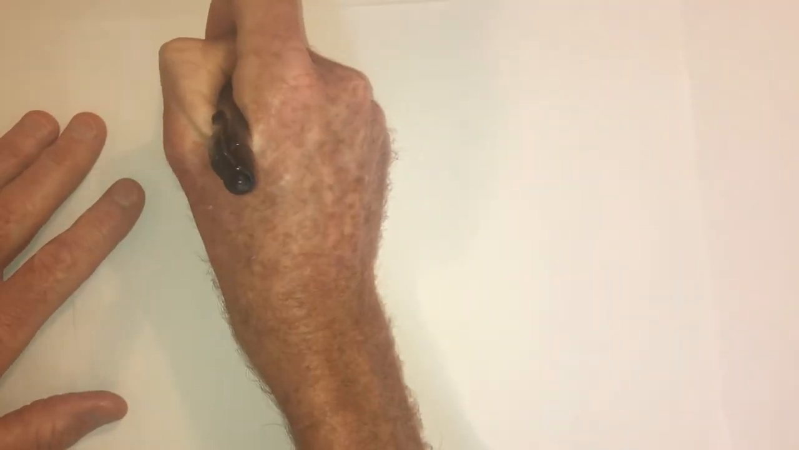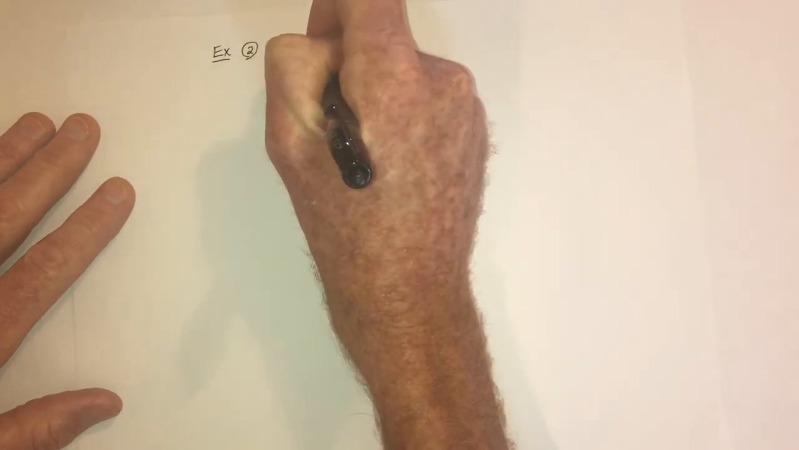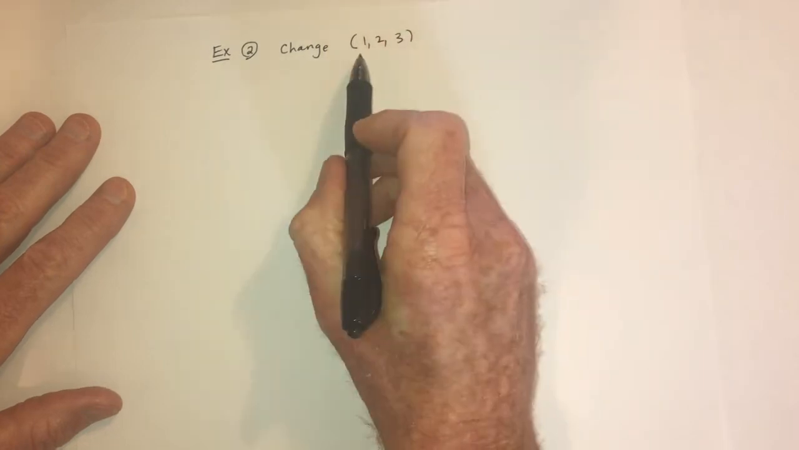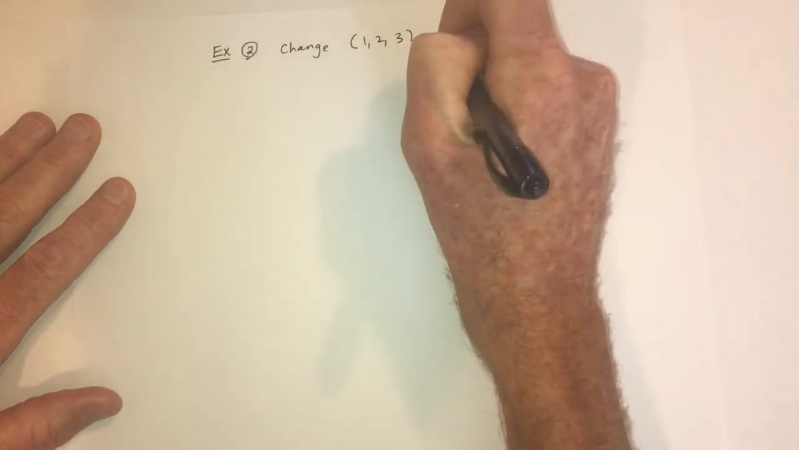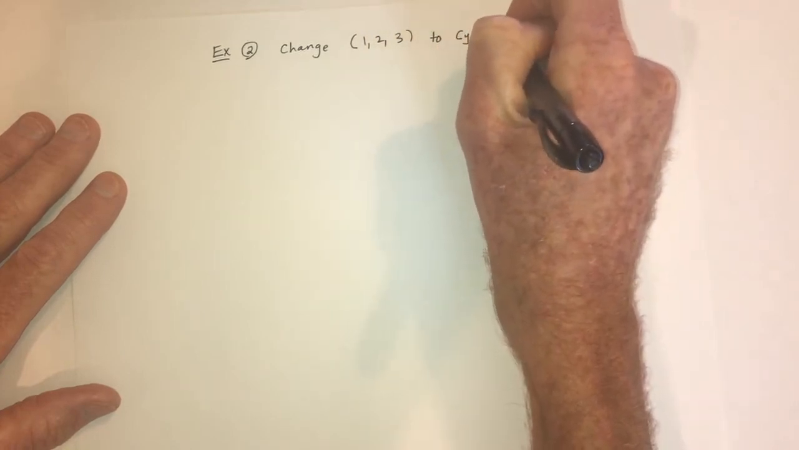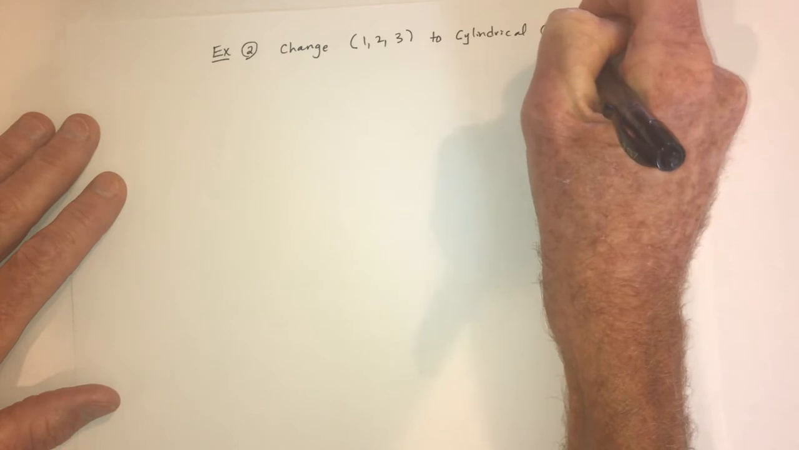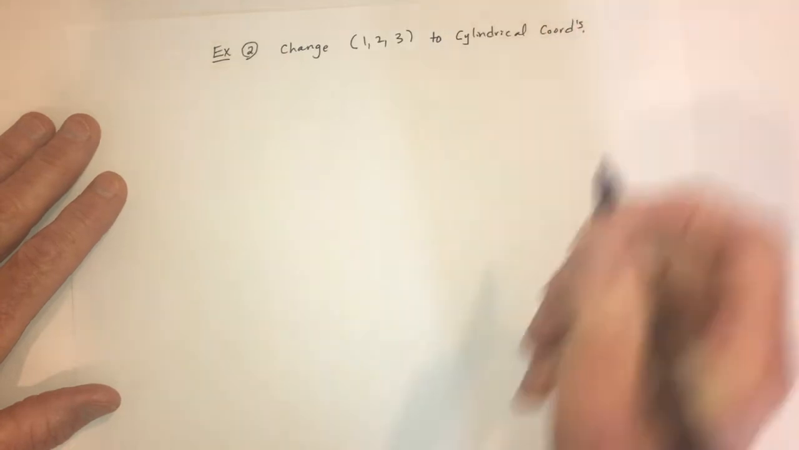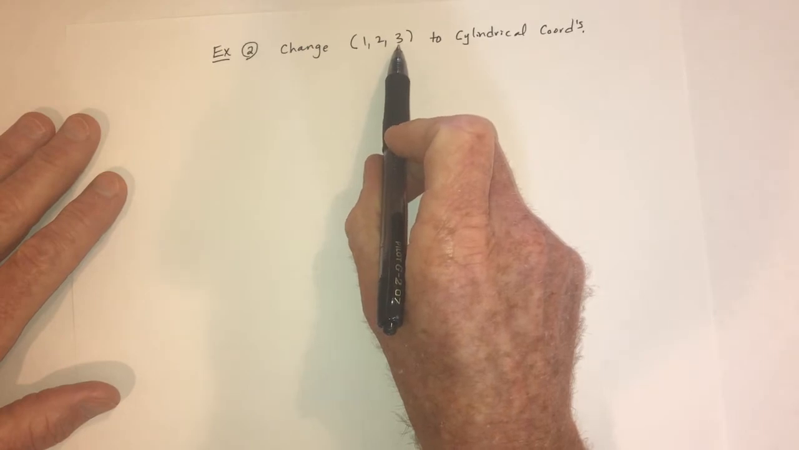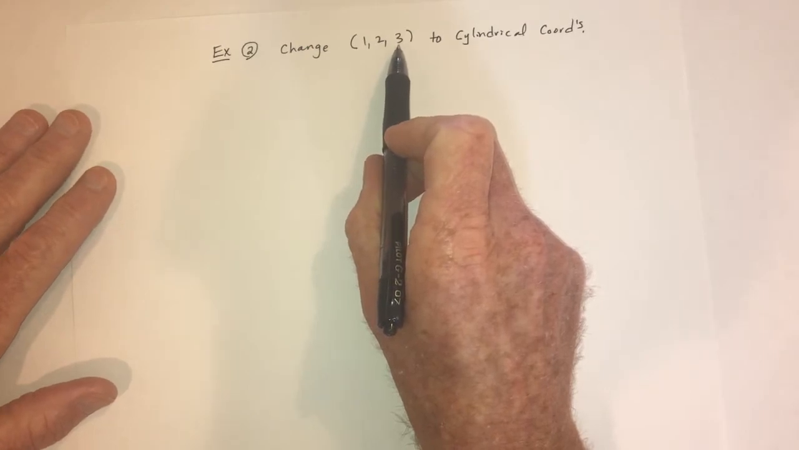So let's do some more fun with cylindrical coordinates. So for example number 2, how about if you just have a point 1, 2, 3? So this is x, y, and z, and change this point to cylindrical. Well, in cylindrical, the z just stays itself, so the last coordinate is going to stay the same.